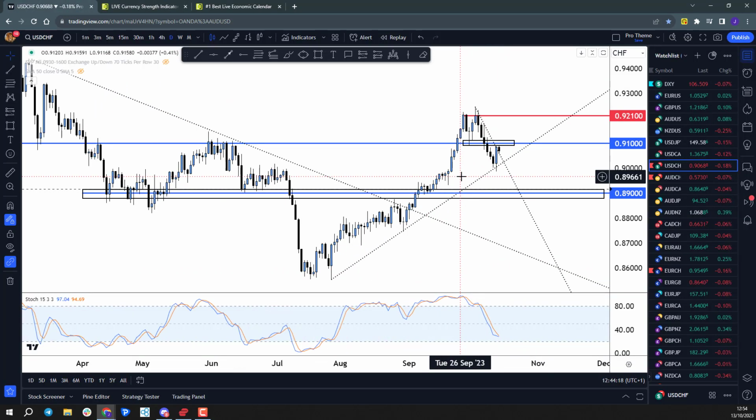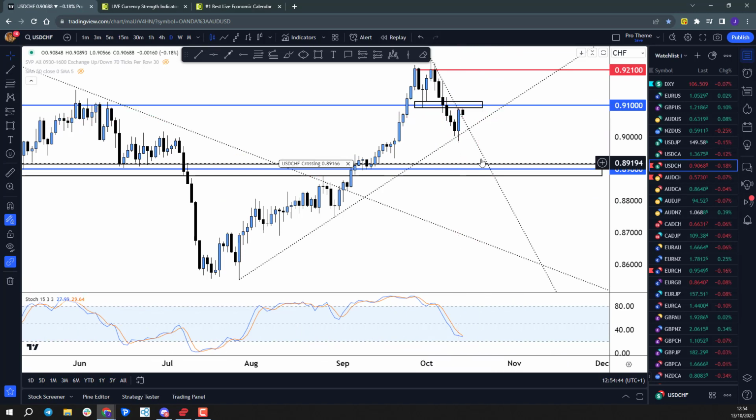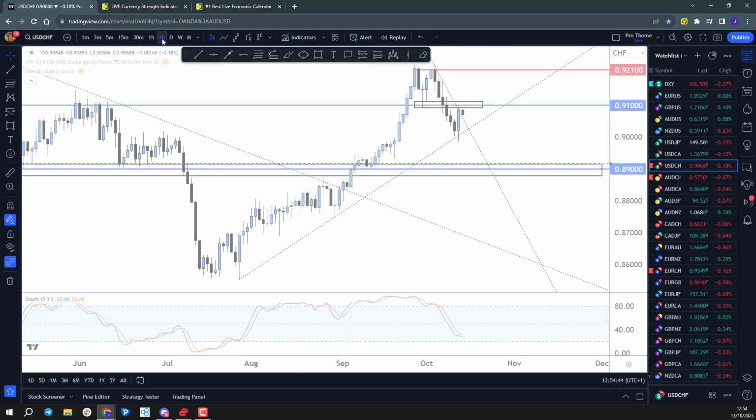Now, we did talk about dollar Swiss and looking for a potential opportunity around about 9100. Price is on its way there at the moment, and obviously we've got some more data coming out this afternoon which could drive price into that key level.